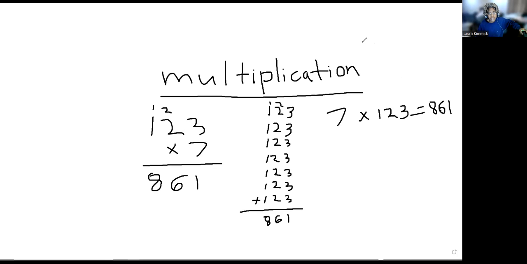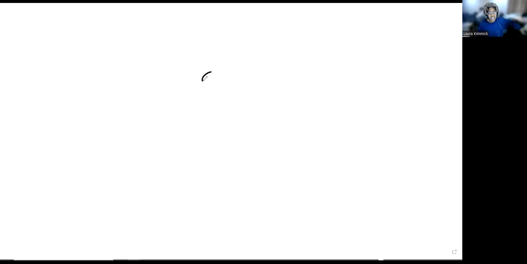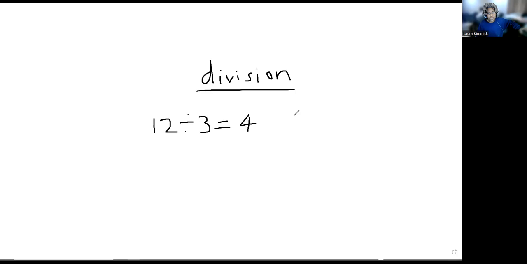Okay, so we're going to move on to division. And division is subtracting multiple times. So it's like 12 divided by 3 equals 4. Or I can do it the long division way, which is put 4 into 12, 3 times. So 12 divided by 4 equals 3.